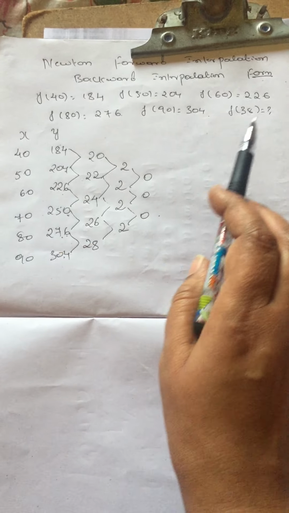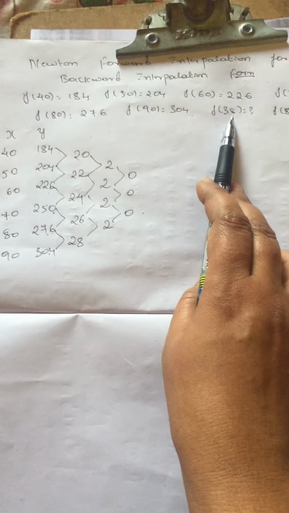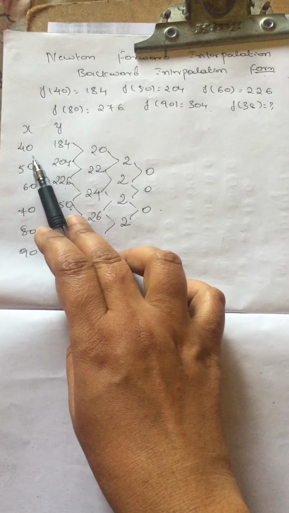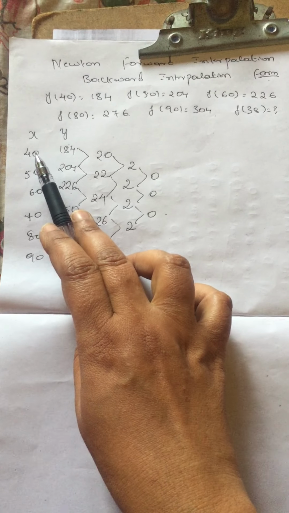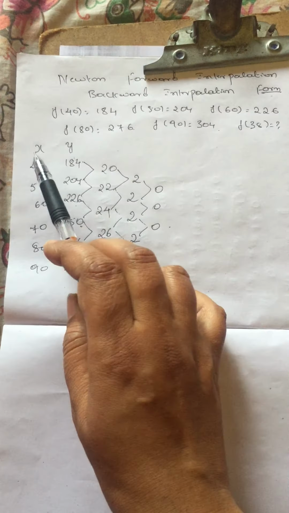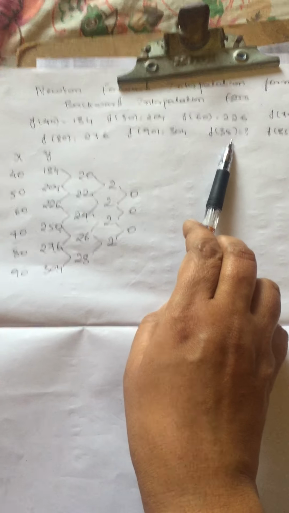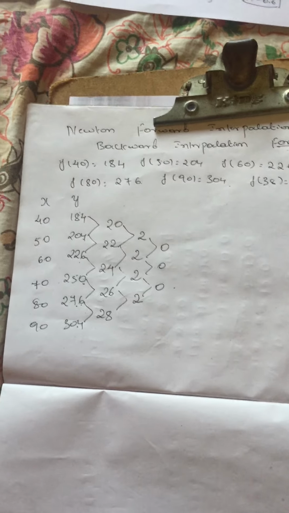So now come to the given. Here we have to find f of 38. For f of 38, we first compare and check whether 38 is nearest to the first value or the last value. 38 is nearest to 40, which is the first value, so here we use the forward difference table.